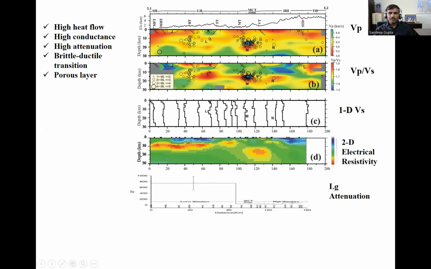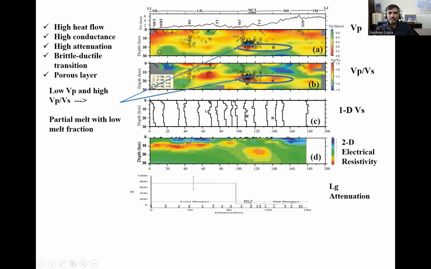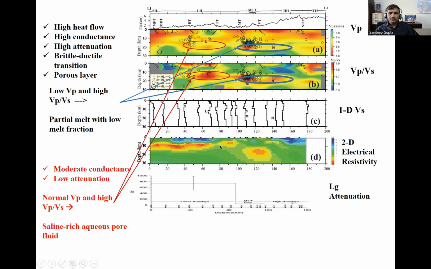The seismicity is mostly confined up to 16 kilometers. So with the information of the brittle-ductile transition zone at 16 to 18 kilometer depth, a porous layer can be below the brittle-ductile zone. With the possible presence of a porous layer, we believe that the low Vp and high Vp/Vs ratio in this area could be due to the presence of partial melt with low melt fraction, whereas in this area with the low attenuation and moderate conductance, we believe that normal Vp and high Vp/Vs ratio could be due to saline-rich aqueous pore fluid.